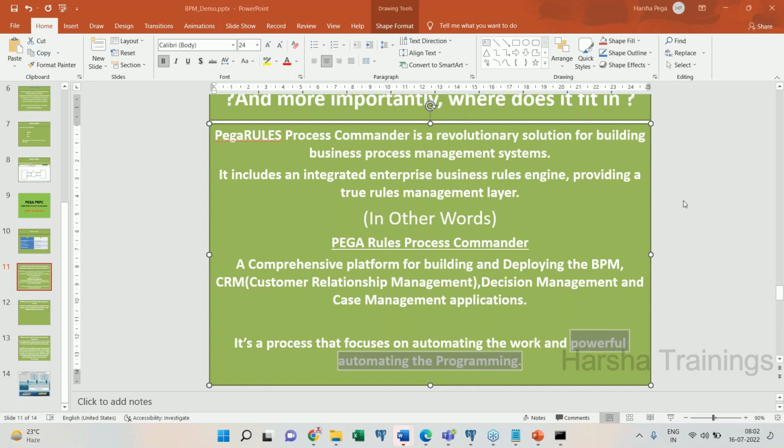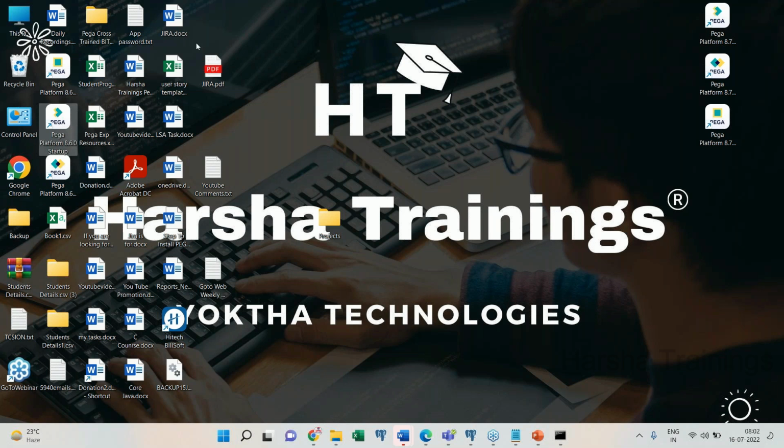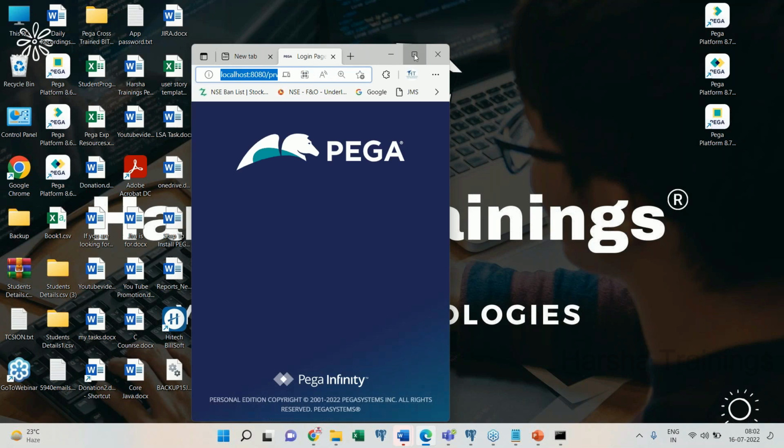Without a human being writing the code required for the program, it will be done automatically. The program will get generated automatically. Pega Rules Process Commander is an automation tool, but not for work automation. It is a program automation tool. That means for the development of your application, the entire coding will be generated automatically. That is what is meant by automation.